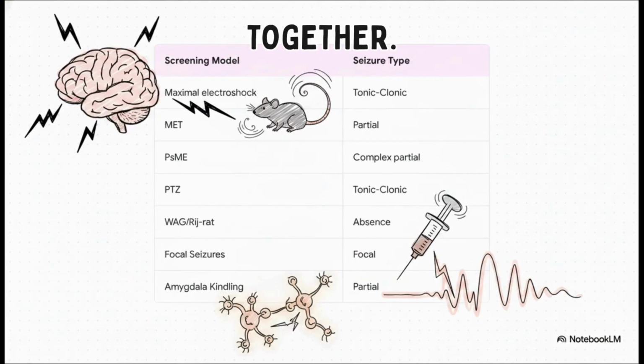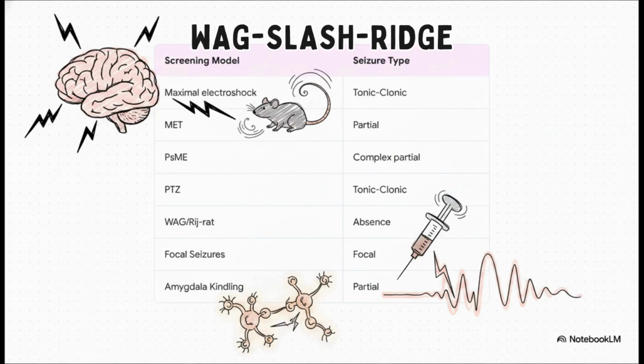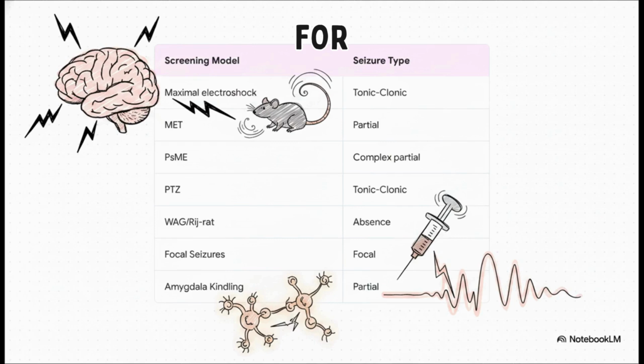Let's tie it all together. The ultimate proof of your understanding is mapping these screening models right back to the clinical seizure types they actually represent. So, maximal electroshock and PTZ, those model your tonic-clonic seizures. Amygdala kindling is your go-to for partial seizures, and that WAG/Rij rat we just talked about is perfect for modeling absence seizures. If you can clearly connect the lab model to the patient outcome, the examiner will have absolutely no choice but to give you full marks.